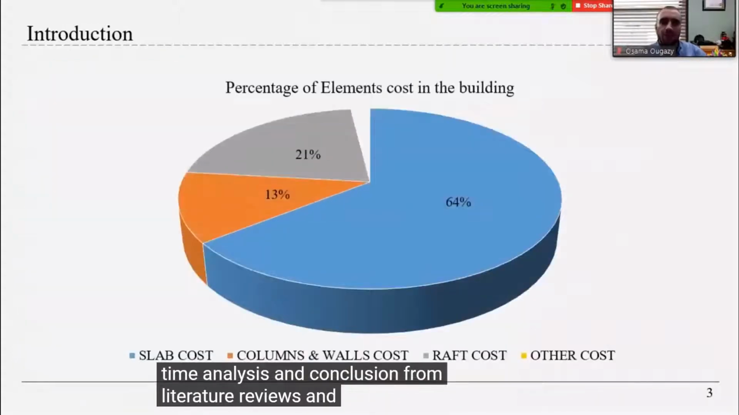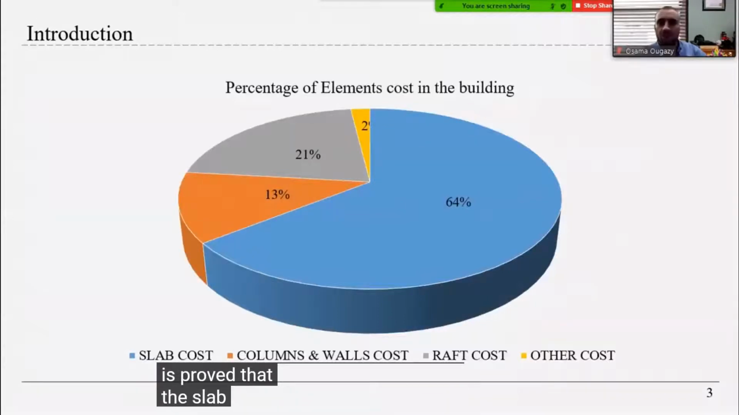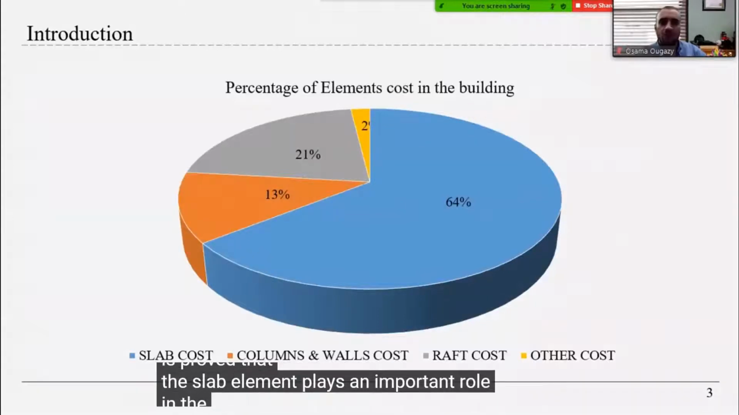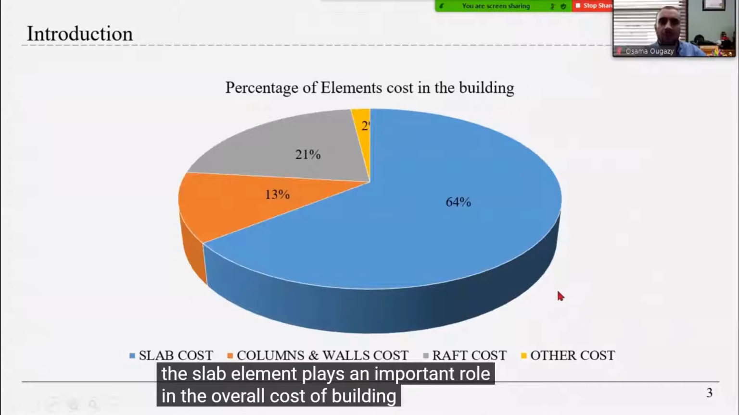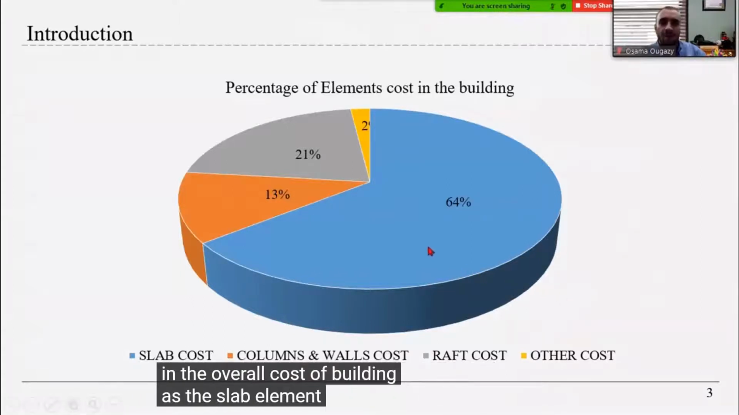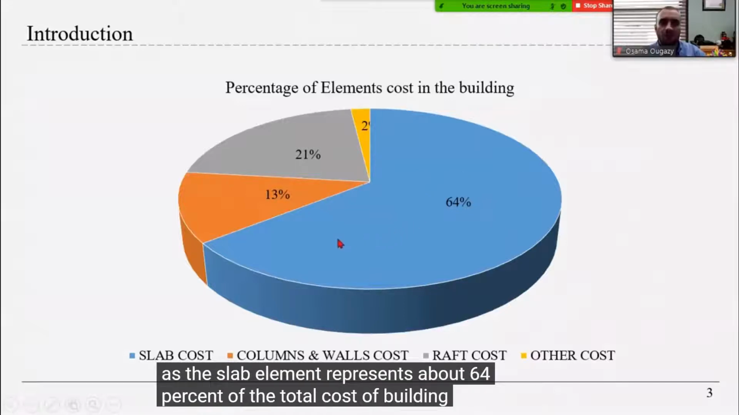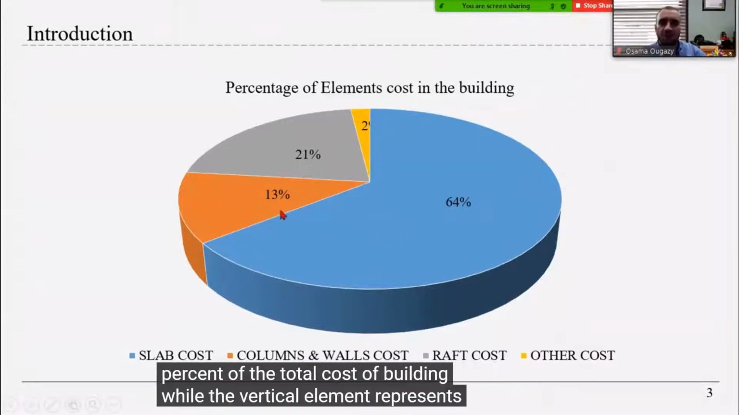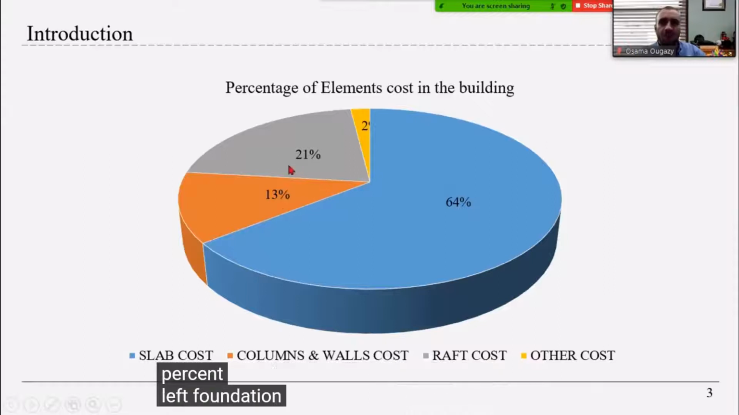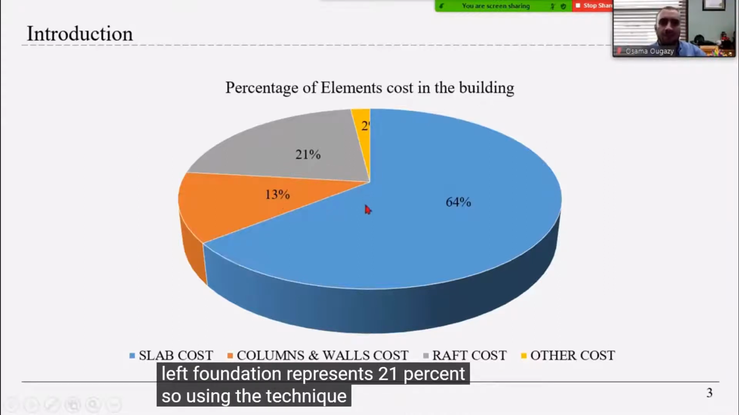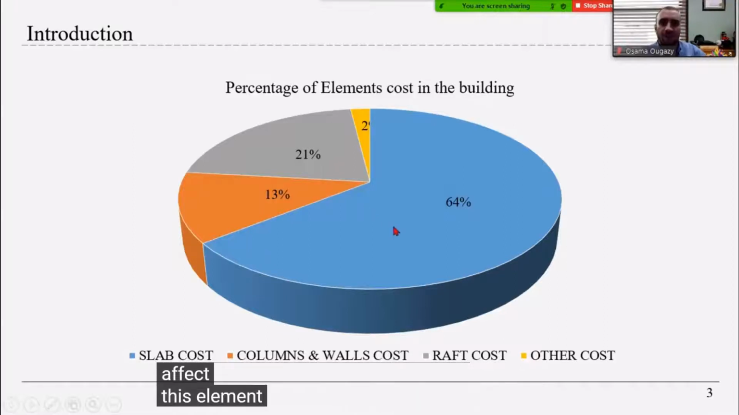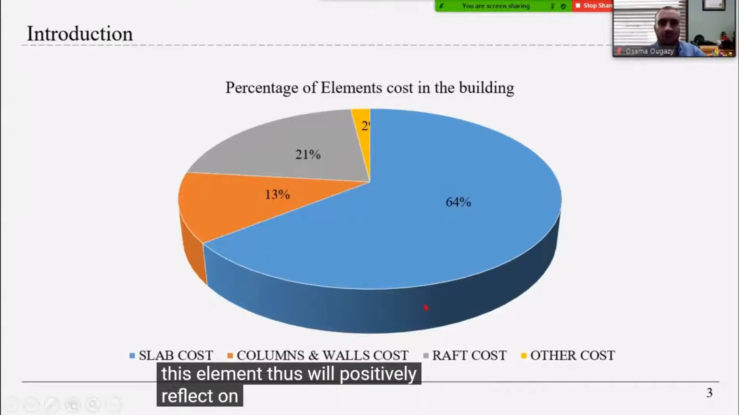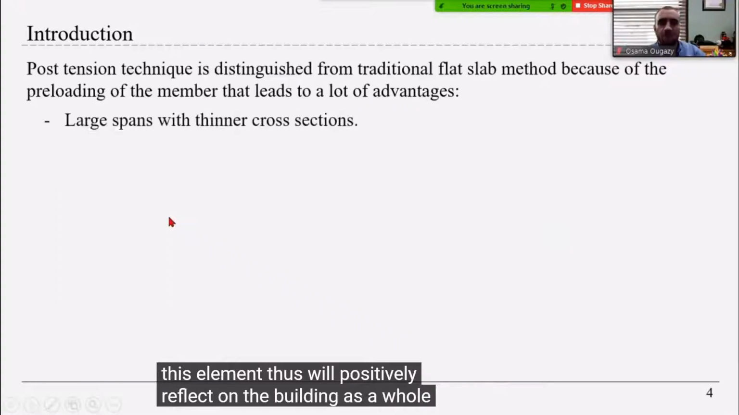From literature reviews and case studies, it is proved that the slab element plays an important role in the overall cost of building, as the slab element represents about 64% of the total cost of building, while the vertical element represents 13%, and raft foundation represents 21%. So using a technique that positively affects this element will positively reflect on the building as a whole.